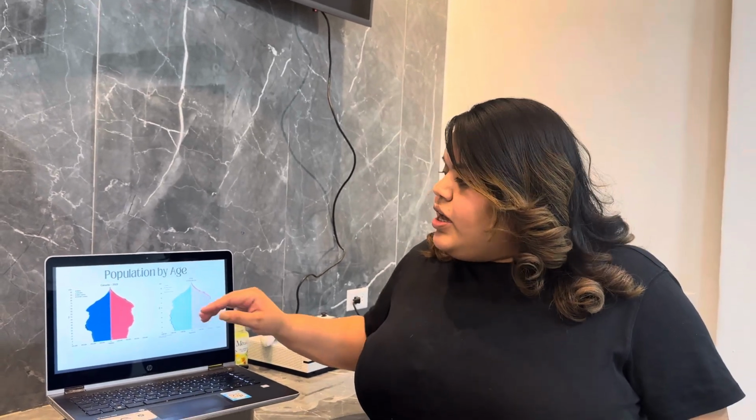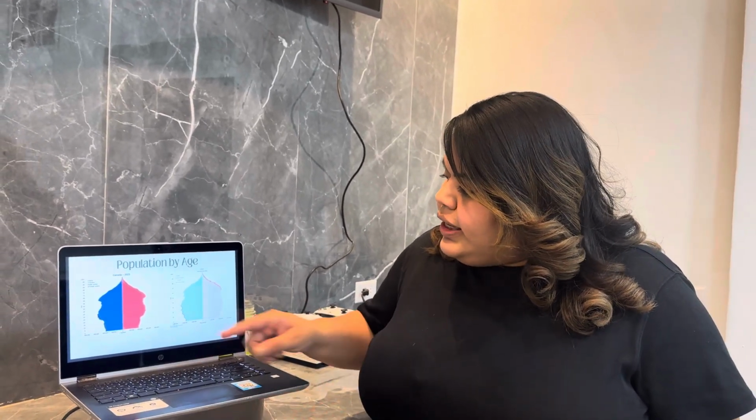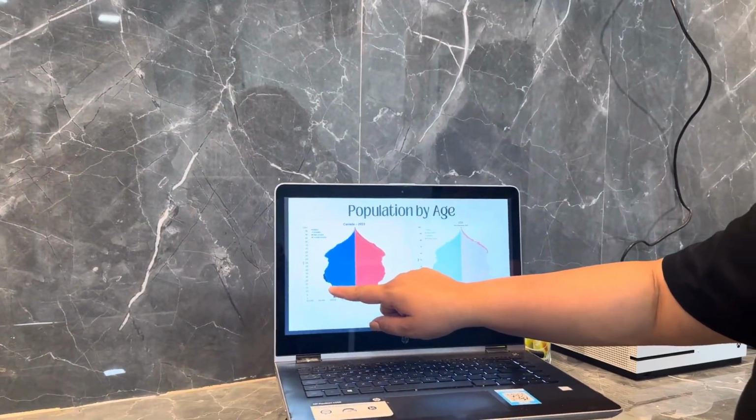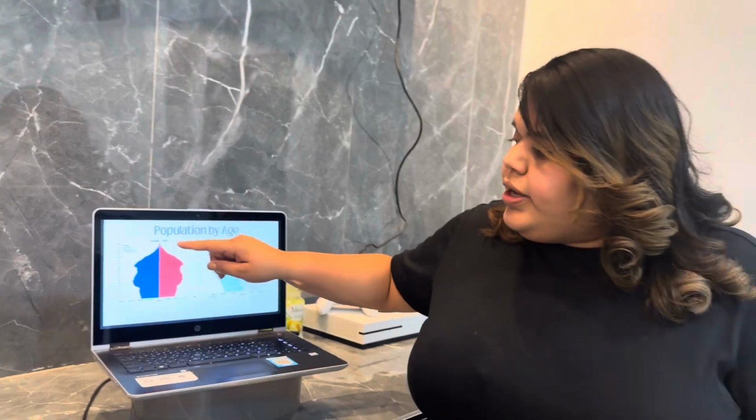So in these two graphs, we can see that we have the amount of population on one side, and on the other side we have the age of the people. So we can see an increase in some of the ages of the people and a decrease in others. Okay, so this is comparing the population by age of these people.